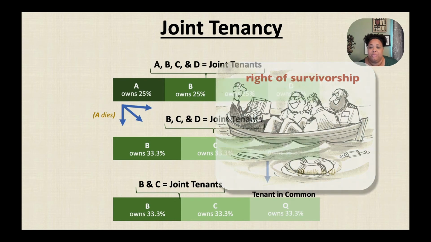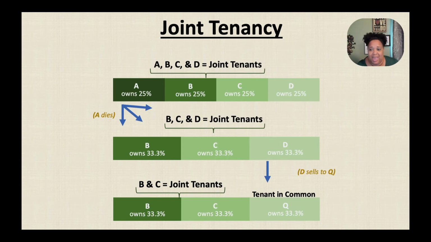So you see here in our example, if person A dies and they had 25% share, then now the only owners are B, C, and D, and they're each going to have 33 1/3%. This is the right of survivorship. This idea that when you die, your interest goes to the surviving owners.